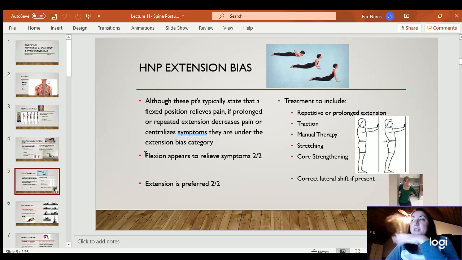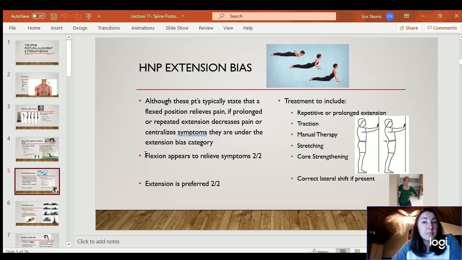Some of the things that we do is repetitive or prolonged extension. So we talked about prone press up, but another is a prone prop or prone on elbows, POE they abbreviate it as. So you're laying on your stomach and you're propped up on your elbows and you hold it for 2 to 5 minutes. 5 minutes is really hard for somebody to hold that long, so they may only be able to hold it 30 seconds, but you may want to try and progress to the point of holding it 2 minutes. That would be a prone press up.